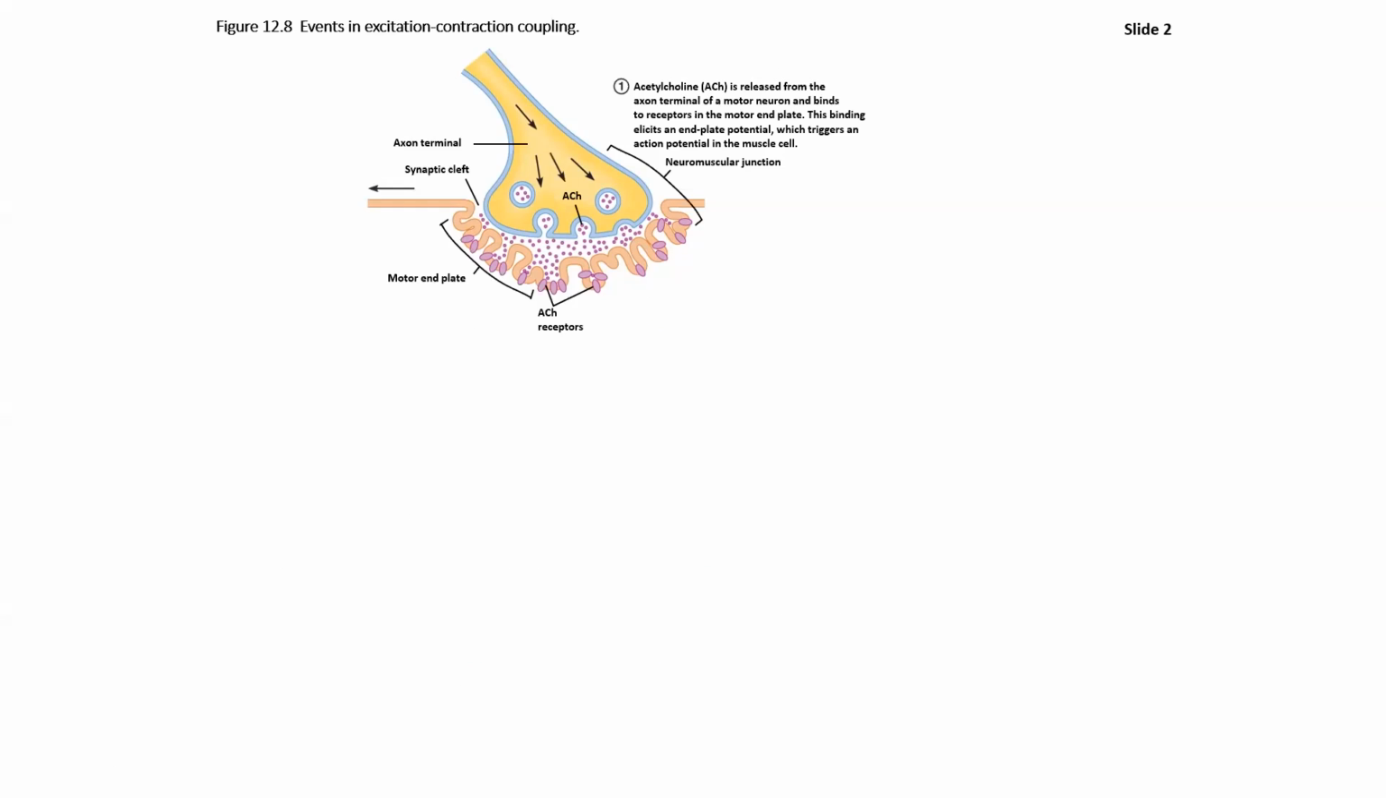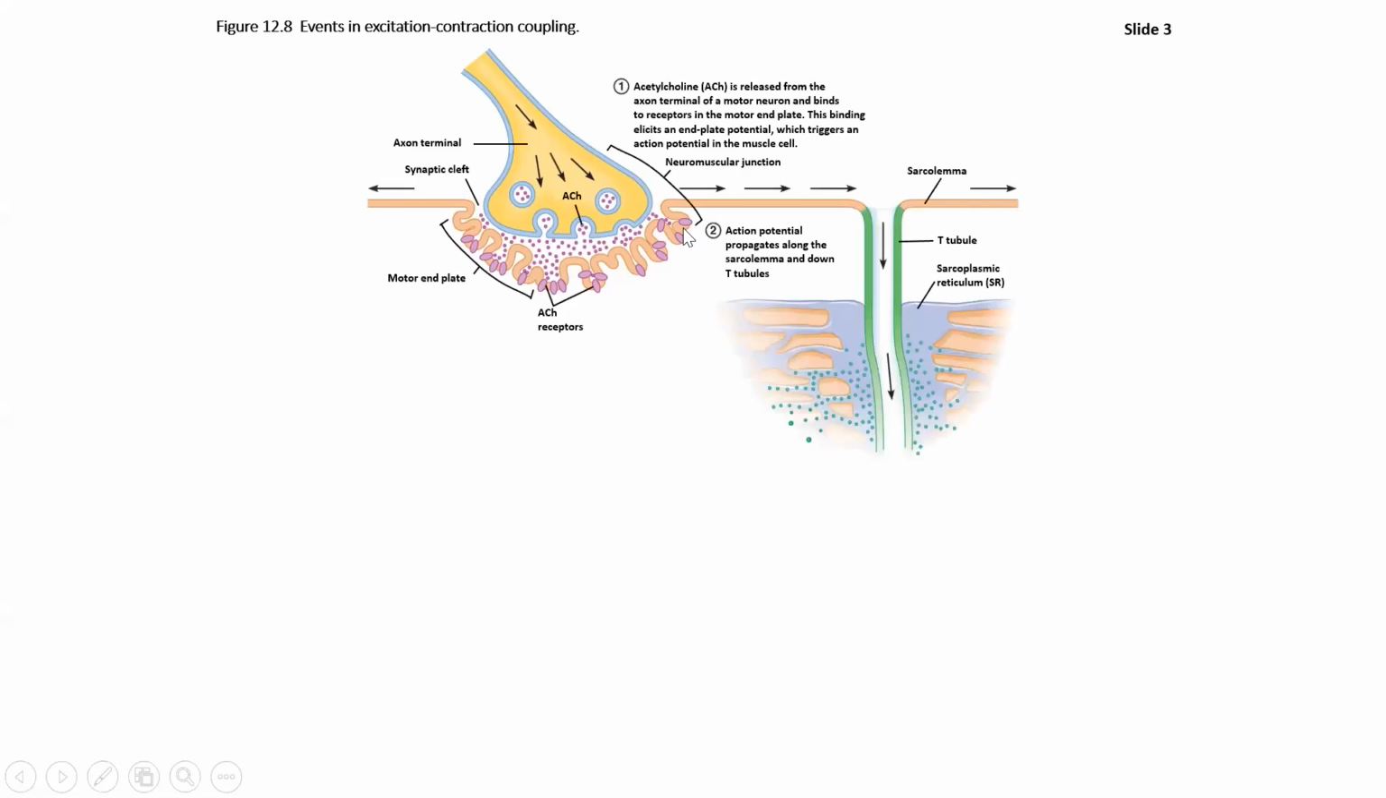So the first step is acetylcholine is released from the axon terminal of the neuromuscular junction here. It's going to cross the cleft, and it's going to bind on to these nicotinic cholinergic receptors, and that is going to bring about an end plate potential at the motor end plate.